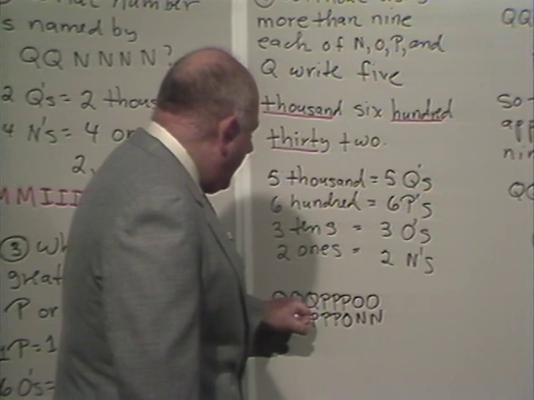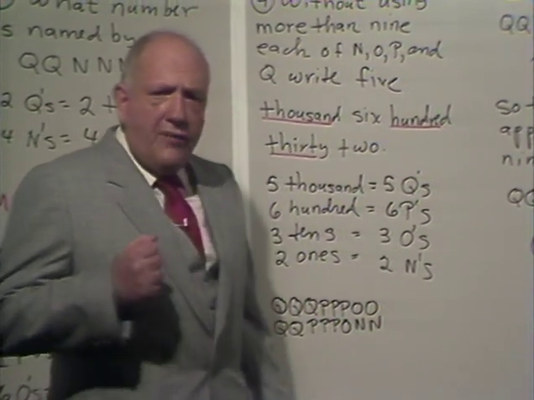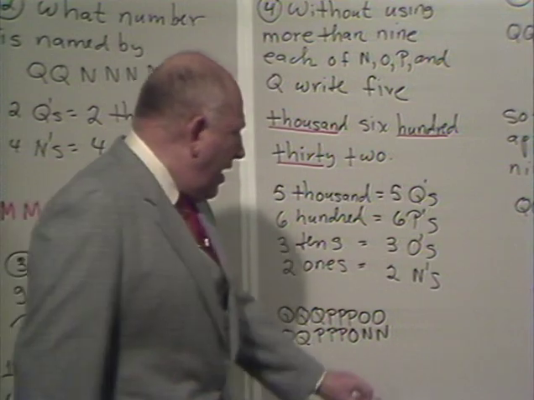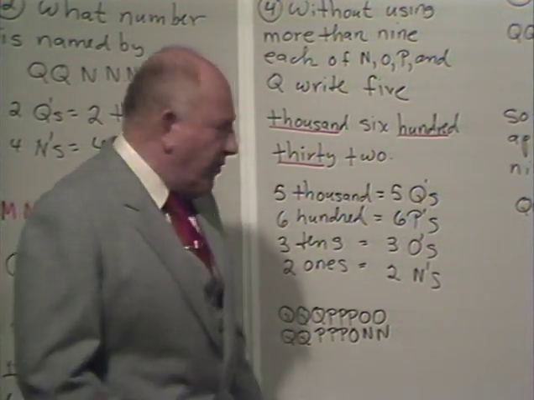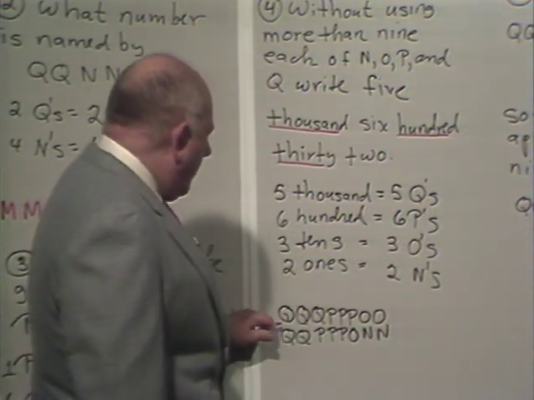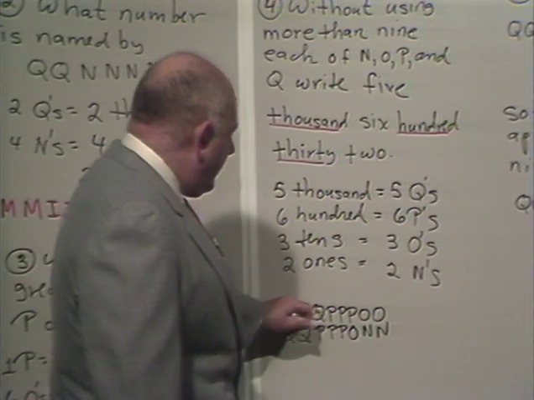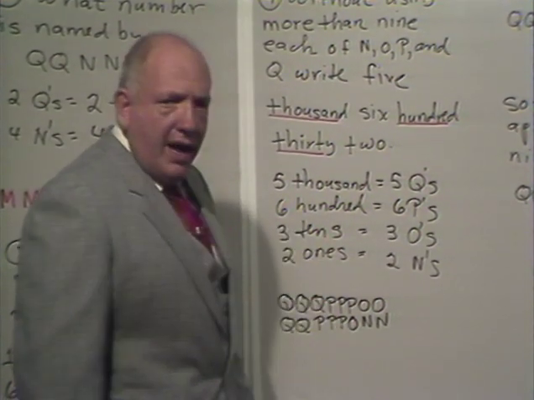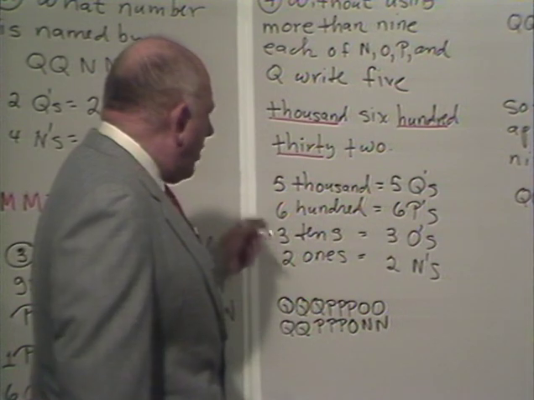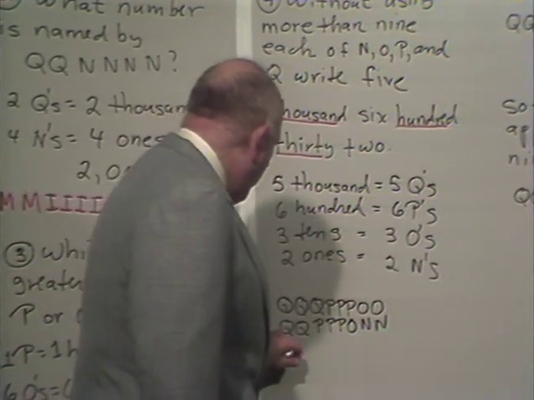Wherever a P appears, it stands for 100. Wherever the O appears, it stands for 10. And wherever the N appears, it stands for 1. So no matter how I write it, what do I have here? I have 5 Q's, 6 P's, 3 O's, and 2 N's. And I can write them in any order I want. I could have put the P's first if I wanted to.